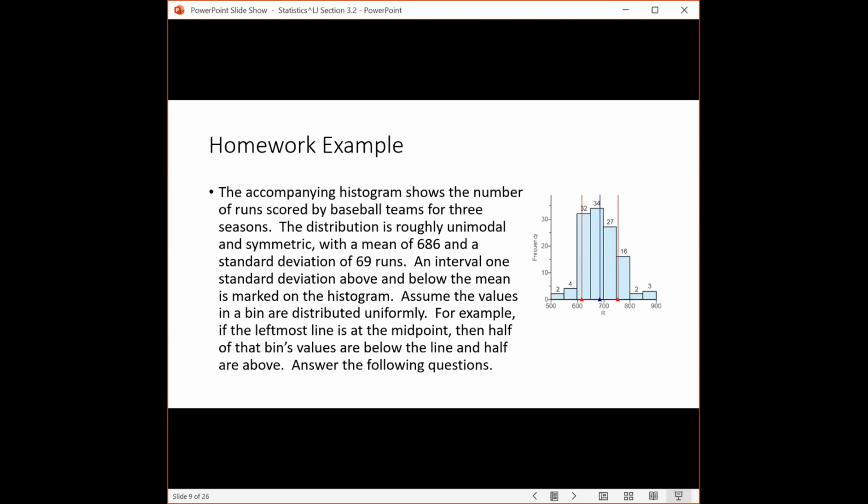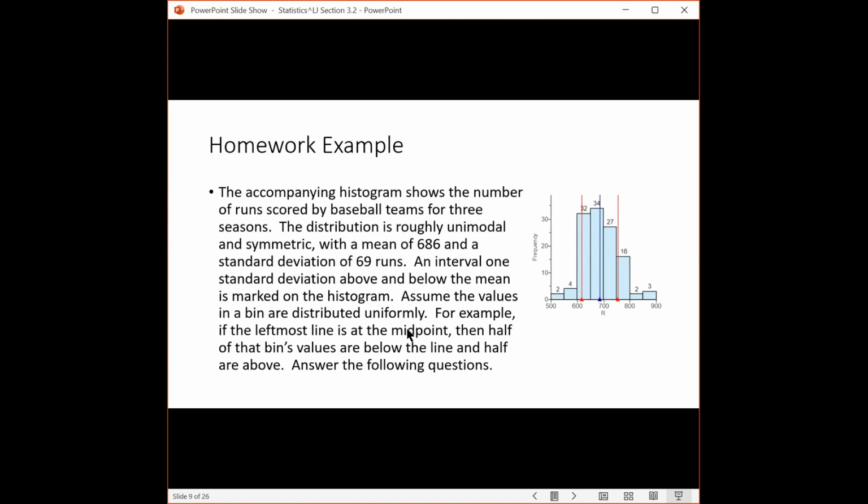All right, let's look at a homework example. The accompanying histogram shows the number of runs scored by baseball teams for 3 seasons. The distribution is roughly unimodal and symmetric, with a mean of 686 and a standard deviation of 69. An interval 1 standard deviation above and below the mean is marked on the histogram. That's here and here. The mean itself is the blue line. The red lines are 1 standard deviation below and above. And then assume the values in each of the bins are distributed uniformly.